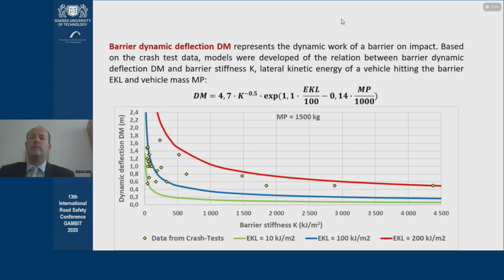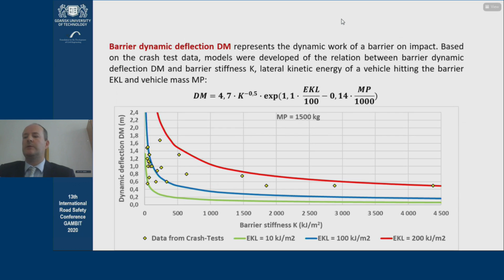Here's an example of an analysis looking at dynamic deflection. It characterizes what the barrier does on impact. There's a relation defined here, so what does dynamic deflection depend on? So that would be barrier stiffness, lateral kinetic energy, and vehicle mass.